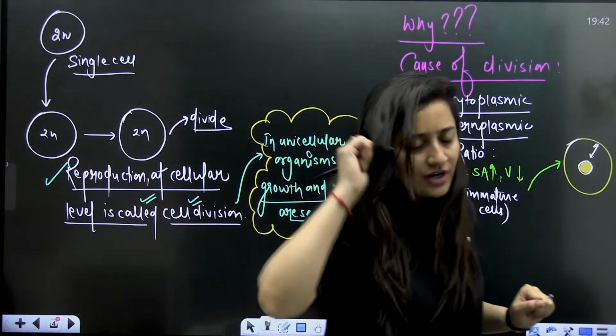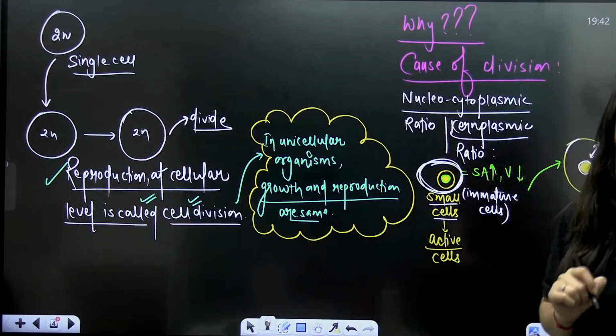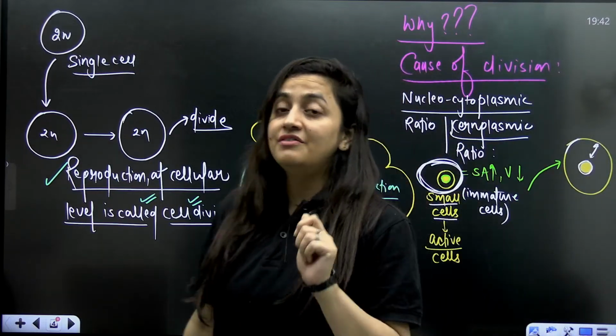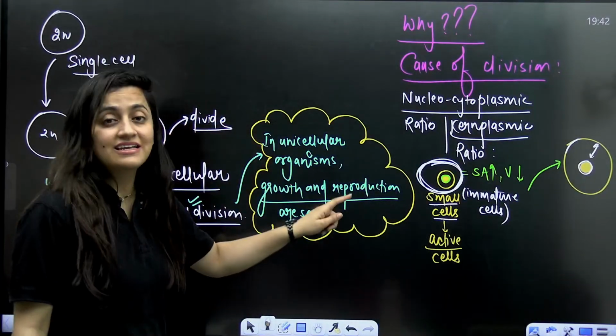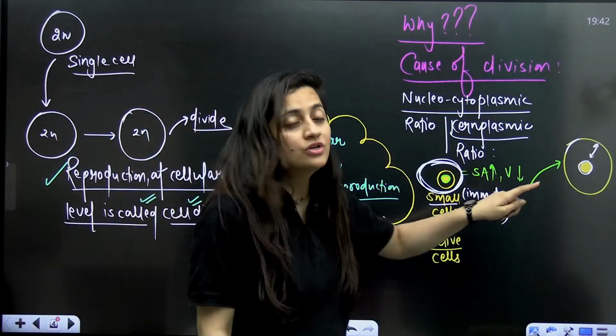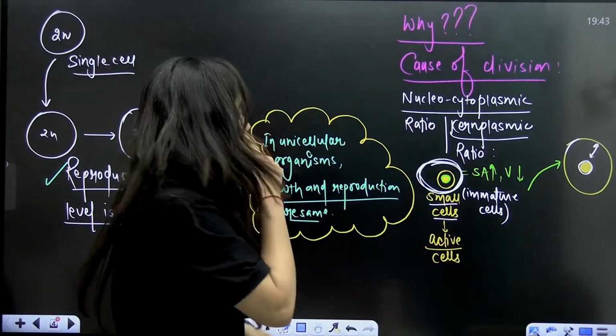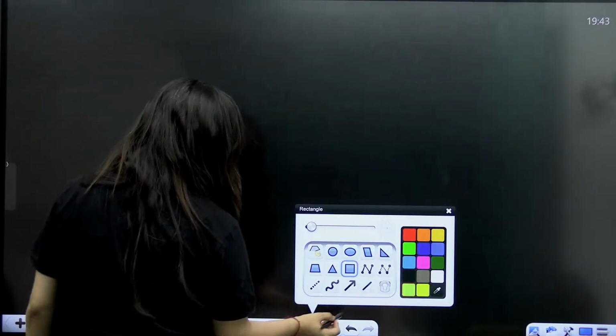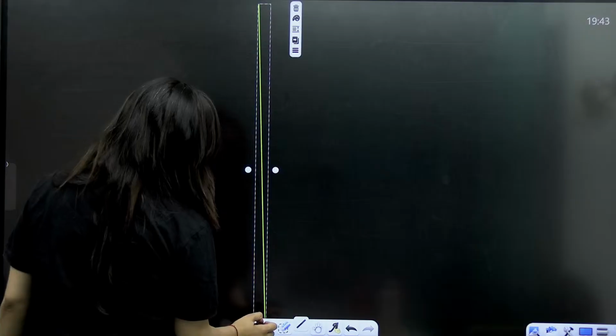This nucleus failed to control the activity of the cytoplasm, and that is the reason. That is where the nucleocytoplasmic ratio will be disturbed. So I am going to write it here properly. You guys can make the notes as well.